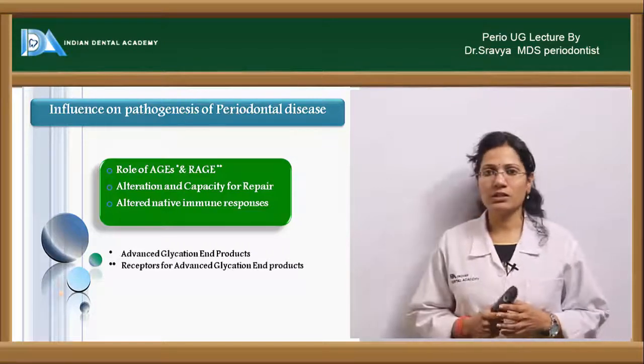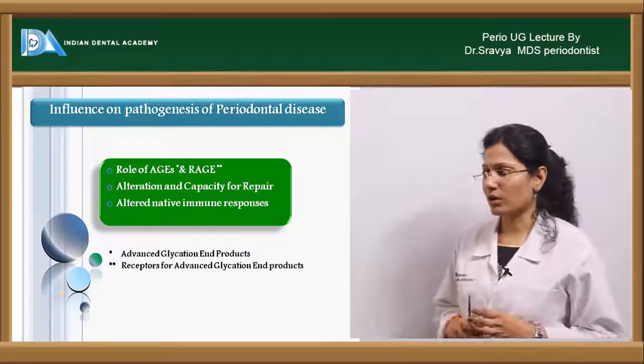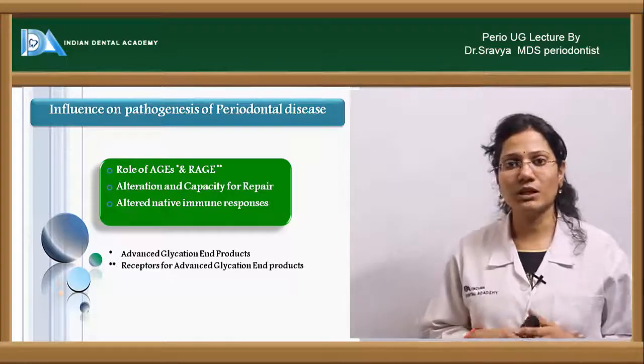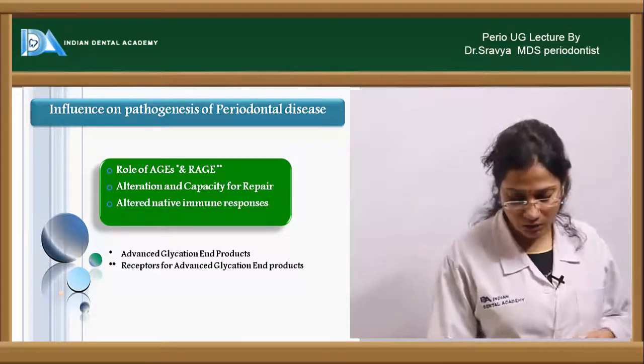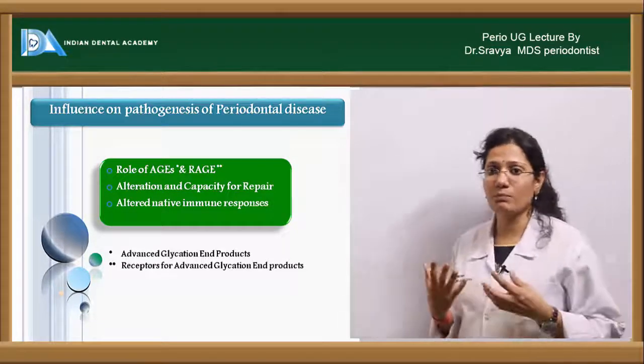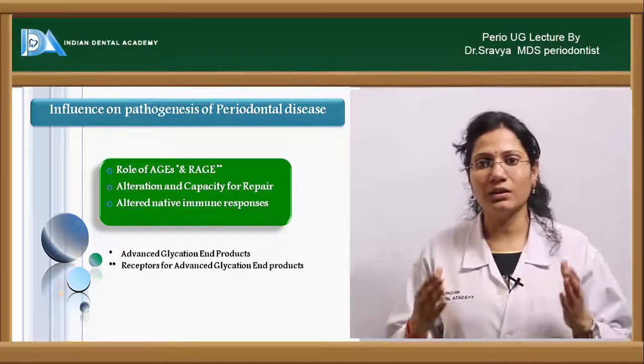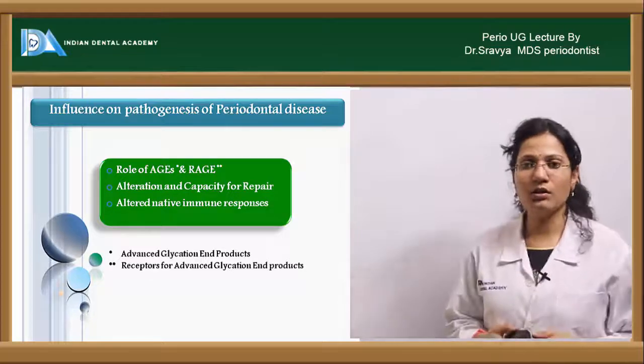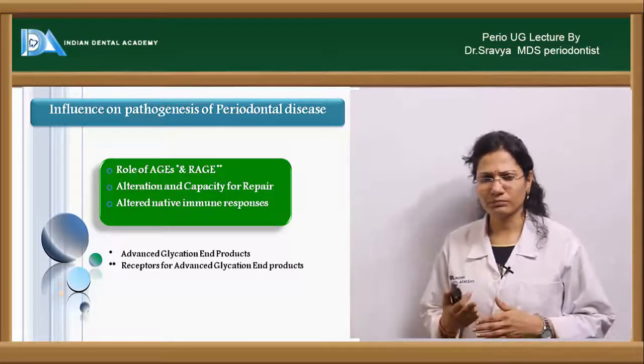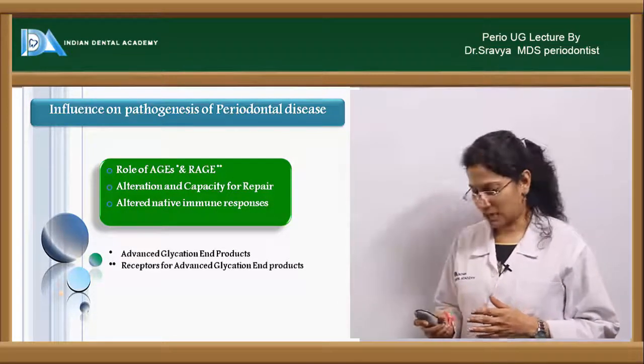Now what is RAGE? AGE is advanced glycation end product. RAGE are the receptors for these advanced glycation end products. The availability of these receptors will become more, because more and more AGE is produced. Once they bind, there is a constant decrease in the capacity of the collagen to be broken down.